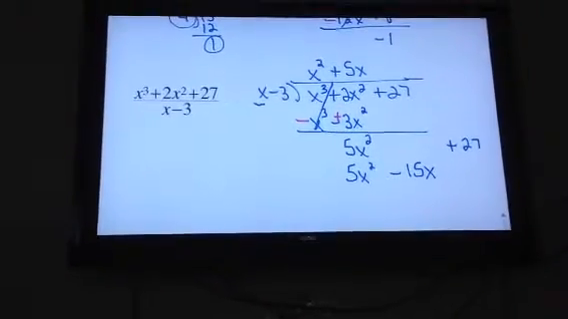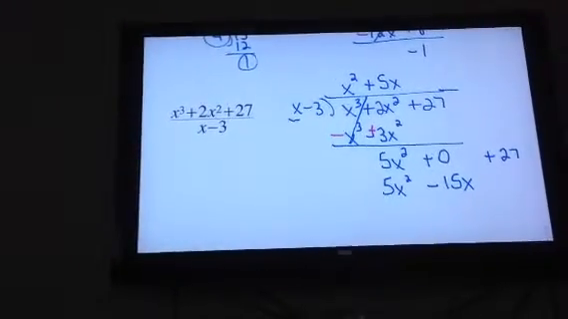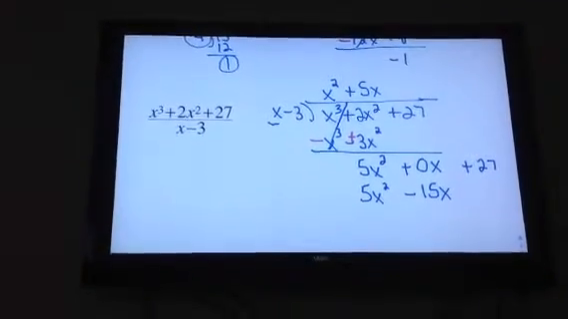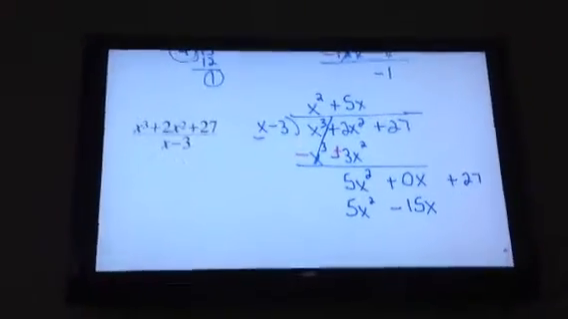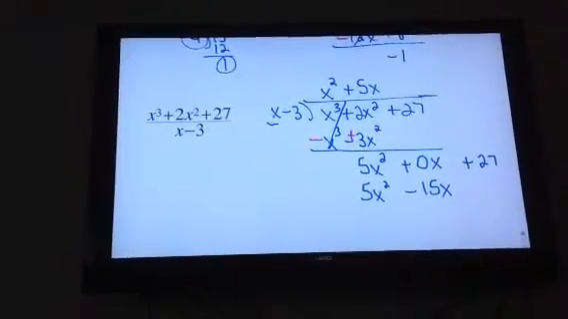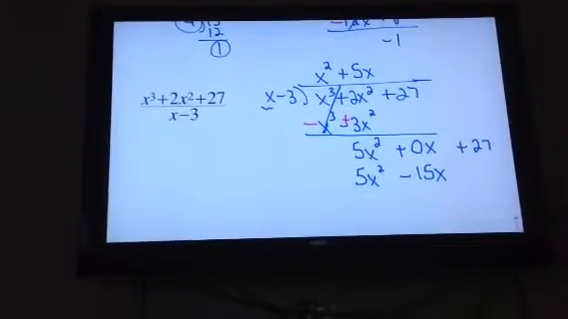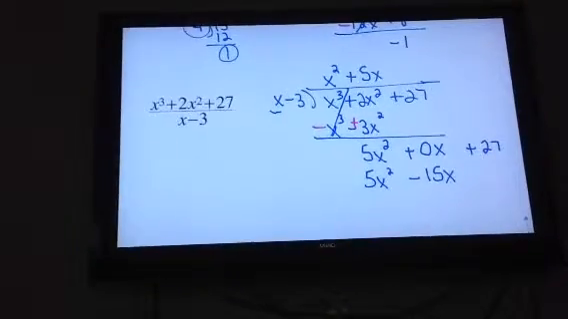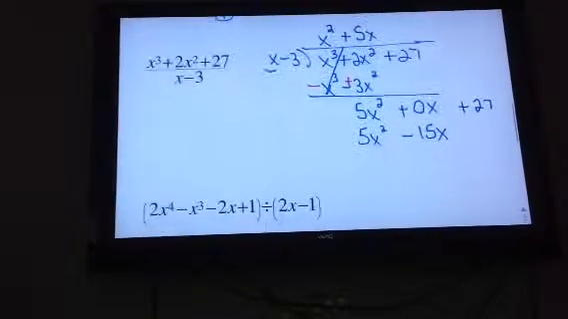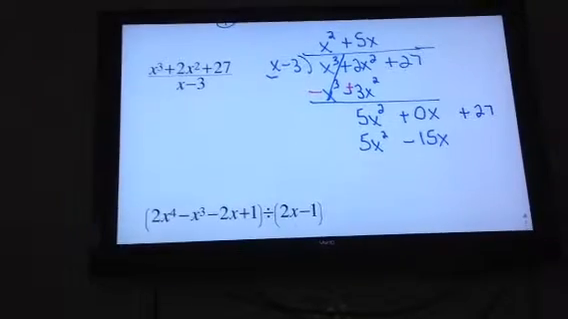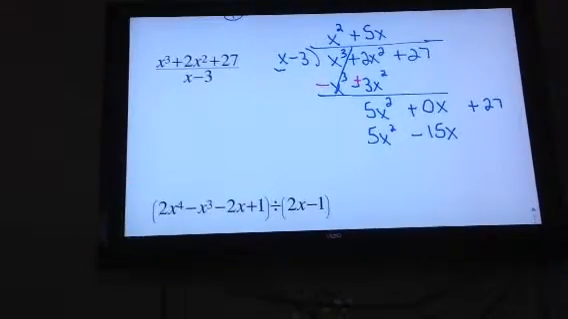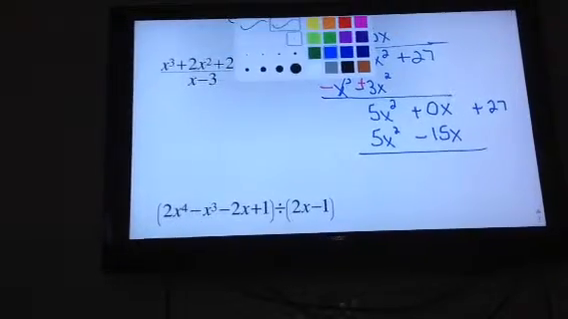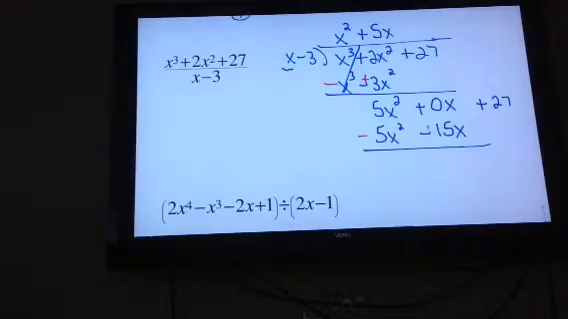And in that empty spot, I fill in a 0x as a placeholder. Could you leave it completely blank there? Sure. But the 0x is important to something we're going to do next class, so I'm going to go ahead and put it there. So make sure that your like terms are going underneath each other correctly, okay? So at this point, I am subtracting. So that means I'm going to change my signs and add, so minus, plus.